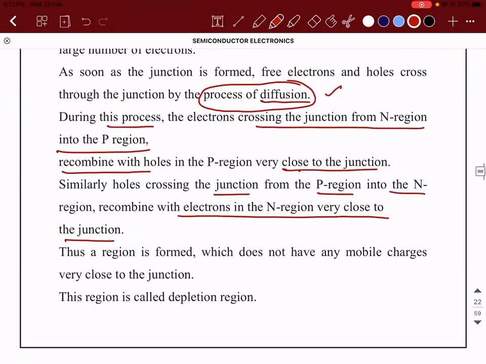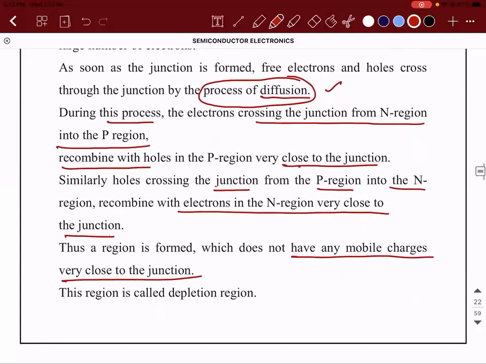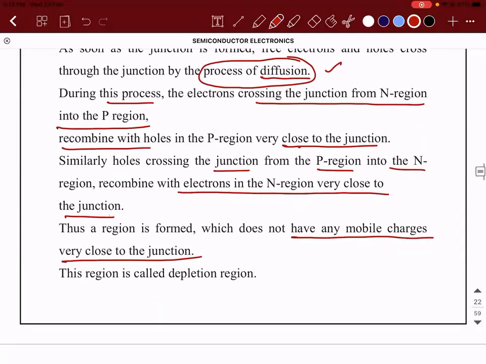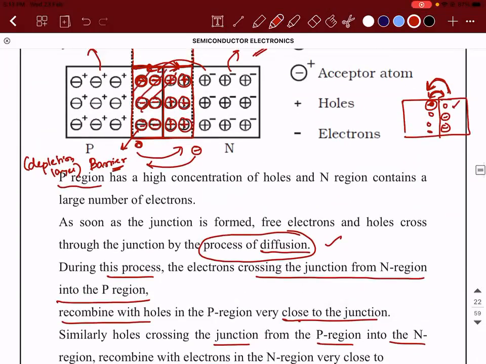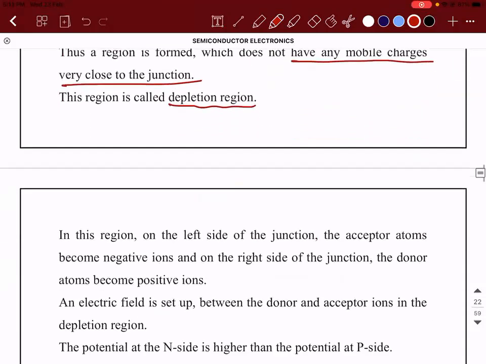Now, there is a region which does not have any mobile charges very close to the junction. This is the region where there are no mobile charges, because when a negative charge is developed here and the electron tries to go towards the P side, the electrons already present near the P junction will start repelling the electrons. Then this forms like a barrier. It's like a small dam that is created, and that region is called the depletion region.